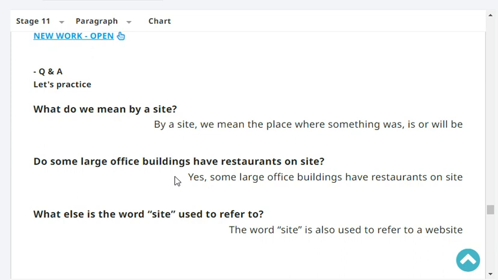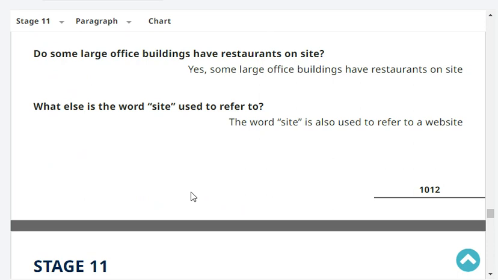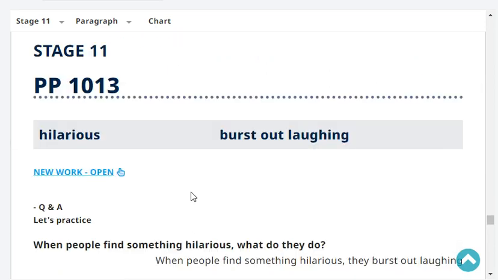Do some large office buildings have restaurants on site? Yes, some large office buildings have restaurants on site. What else is the word site used to refer to? The word site is also used to refer to a website. Very good.